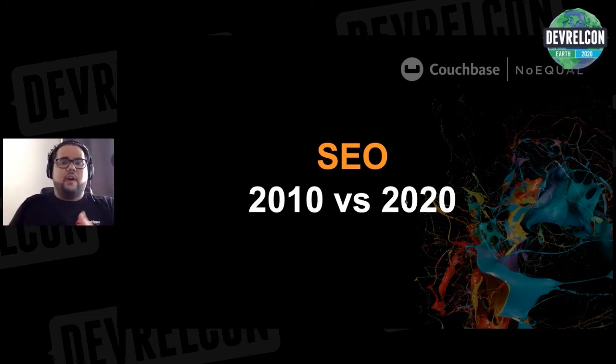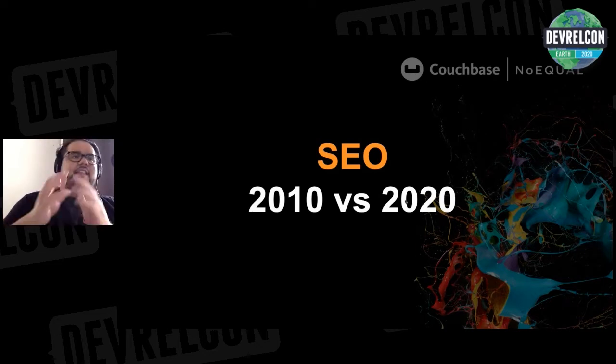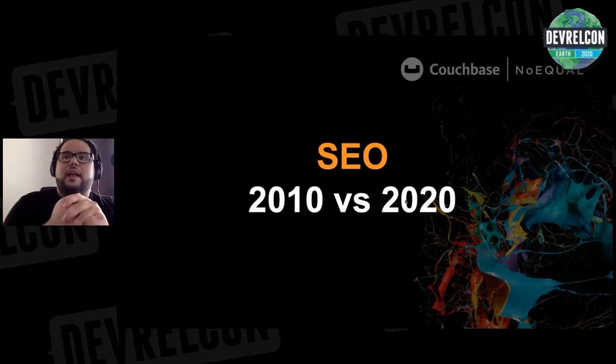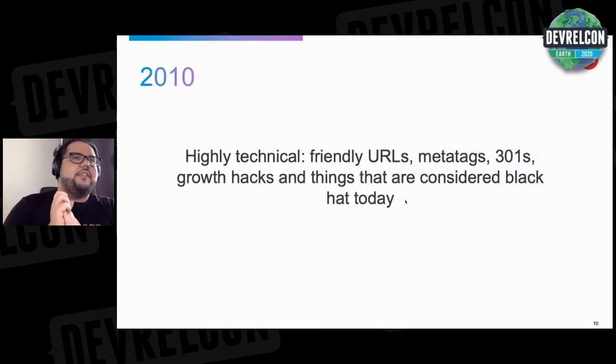One of the problems with SEO is that when we talk about it, people usually still have in the back of their minds the SEO from the early 2010s. Back then, SEO was a very technical topic. When I started my startup in this area, most of the things we were doing were friendly URLs, meta tags, using the proper protocols, some small growth hacks, and we used to do things that are even considered black hat today, but were not back then. That's how SEO was in 2010.